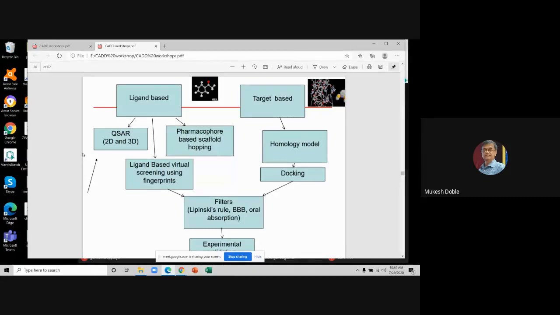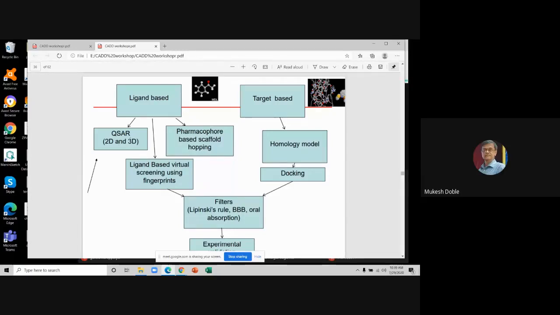So we will look at QSAR. There are 2 types of QSAR, 2D and 3D. We will stick to only the 2D type of QSAR. Today we will talk about that. We'll look at how the equations are developed and any softwares that are available and so on.